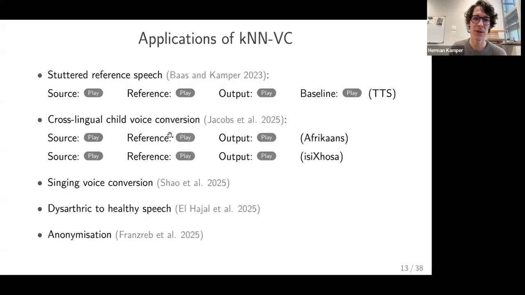And you will hear that the reference data is actually a British child, because the idea is that you can apply this even if you don't have child speech in the target language. So the input is this.